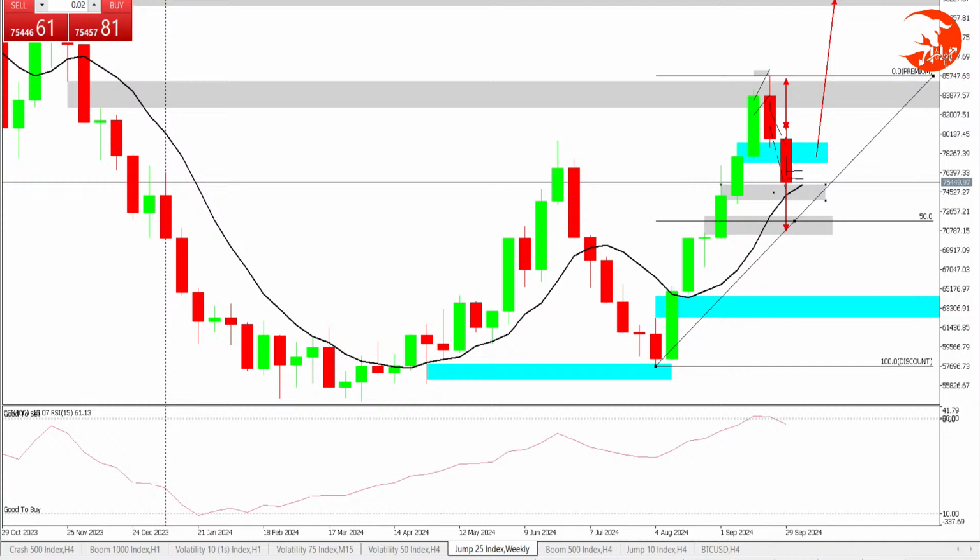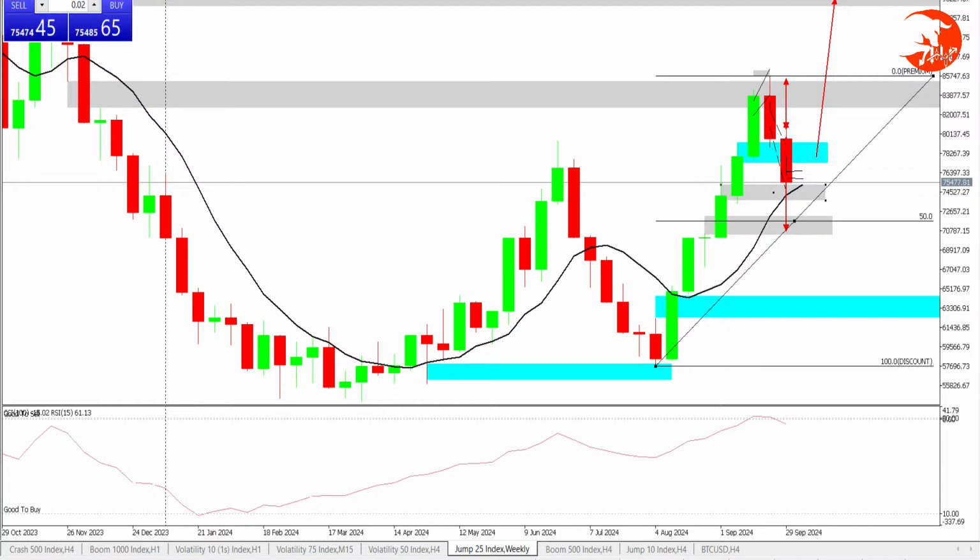So according to weekly, it confirms that the sale may actually continue. Why? Because we are looking to buy, but the buy will only come when we are in discount. So this will be the most valid level. This level here will be the most valid because it's a fair value gap on the weekly. It's a fair value gap on the weekly that is in the discount, or that is below 50%.